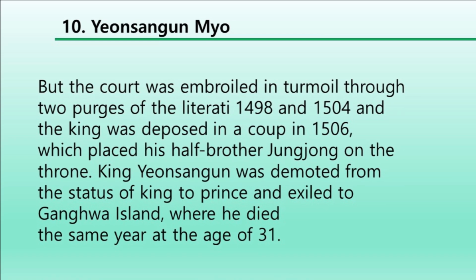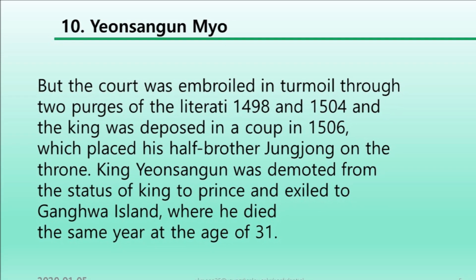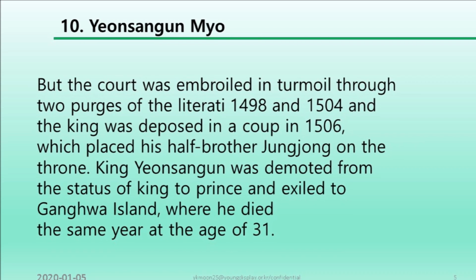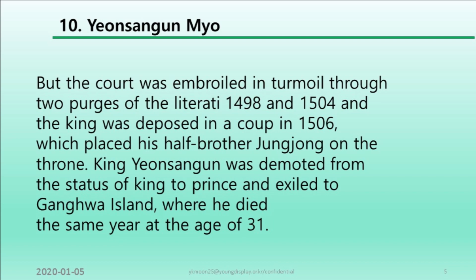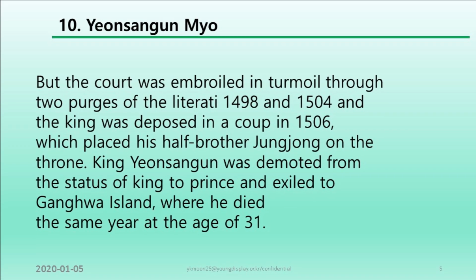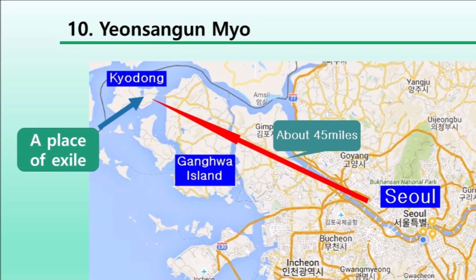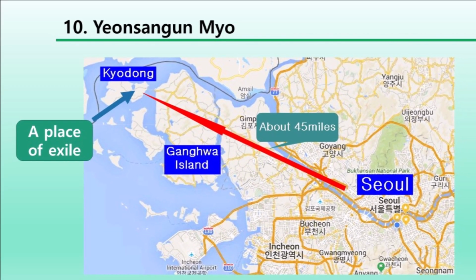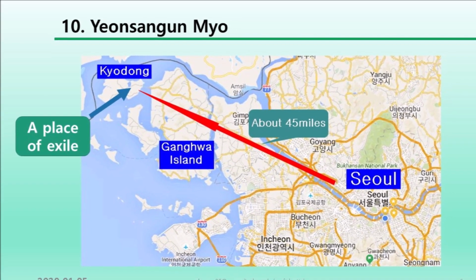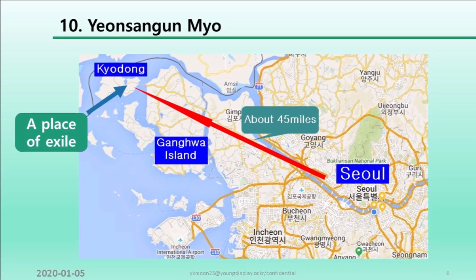King Yeonsangun was demoted from the status of king to a prince and exiled to Kanghwa Island, where he died the same year at the age of 31. His place of exile was located in Gyodong, Kanghwa Island, about 45 miles northwest of Seoul.